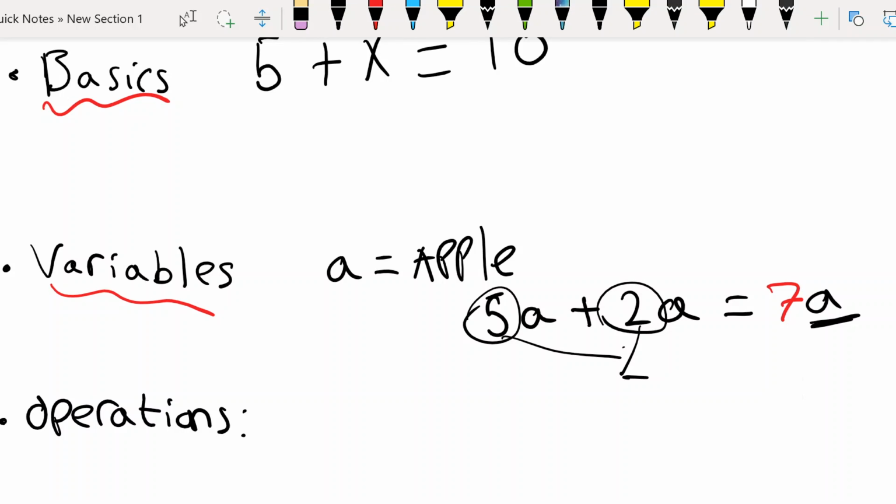Okay, this is essentially how you add up, which I'll come on to operations in a minute, but this is essentially how you use variables and what they're used for. And see, this could change to bananas, pears, whatever. It doesn't matter what letter I use. I could use B, I could use C, I could use D, whatever. As long as you get the concept that we're just adding objects here.